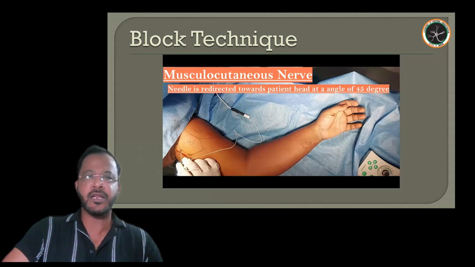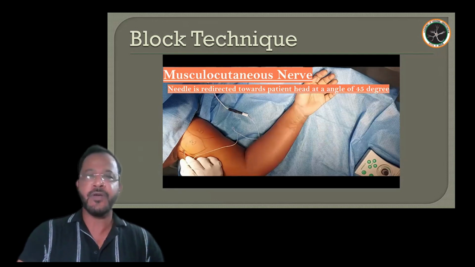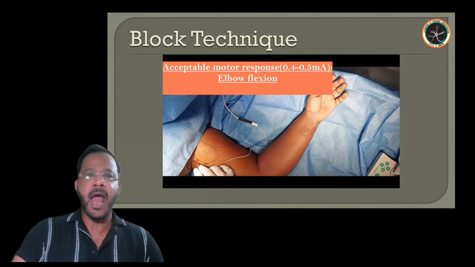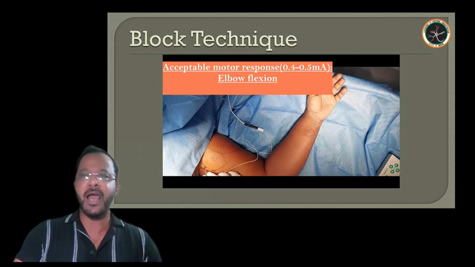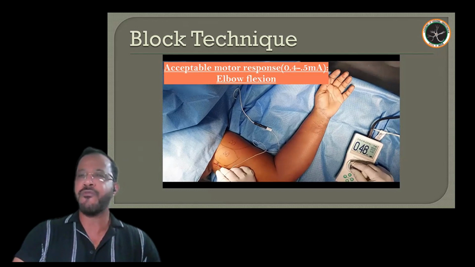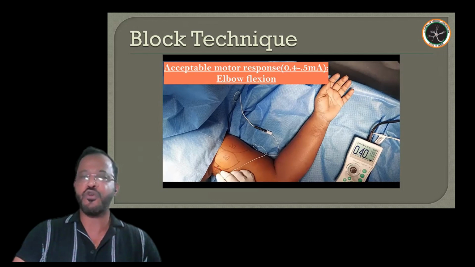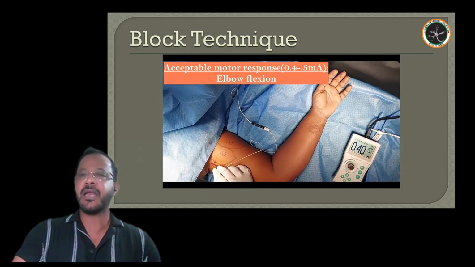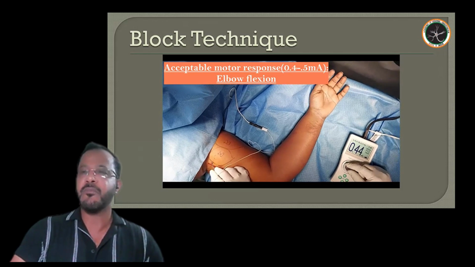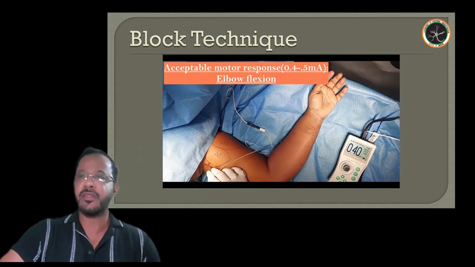For the musculocutaneous nerve, the same needle which was used for median nerve is inserted towards the patient head at an angle of 45 degree, and the acceptable motor response is bicep contraction or elbow flexion at 0.4 to 0.5 milliampere. If you get the elbow flexion at 0.4 to 0.5 milliampere, inject around 5 to 7 ml of local anesthetic, and as you inject, the motor response stops. This is a positive Raj sign.